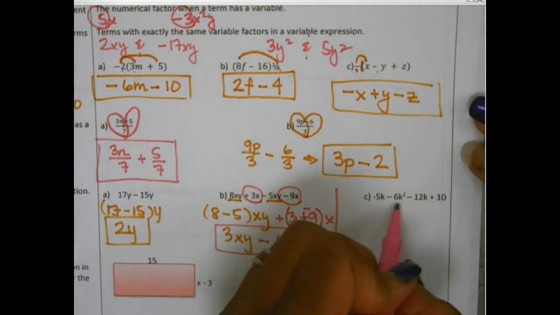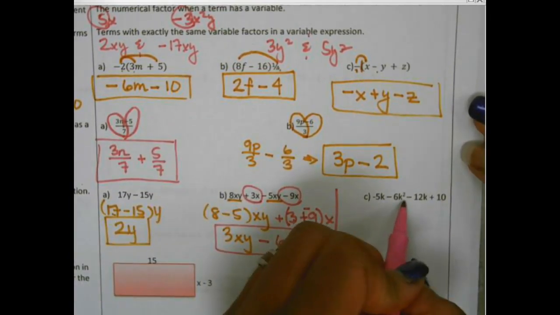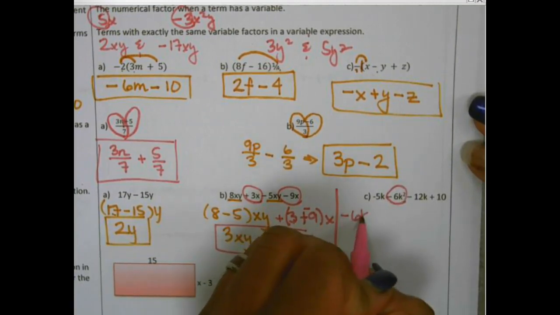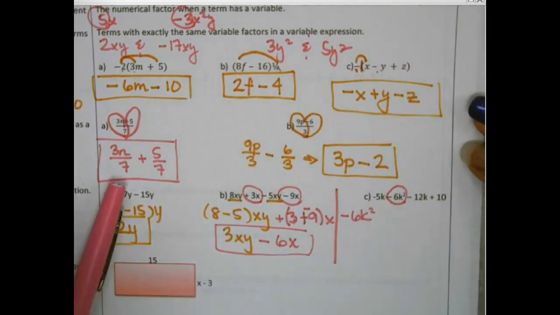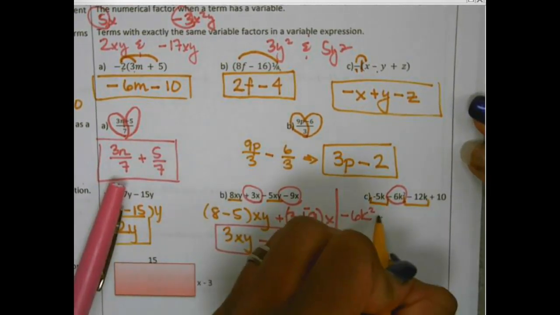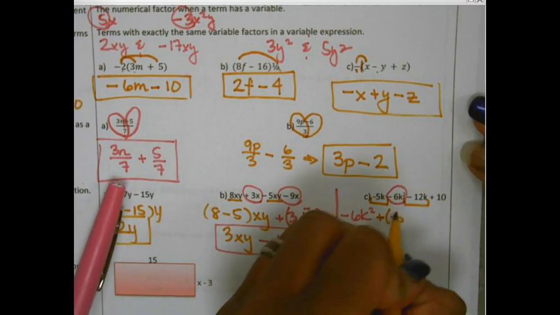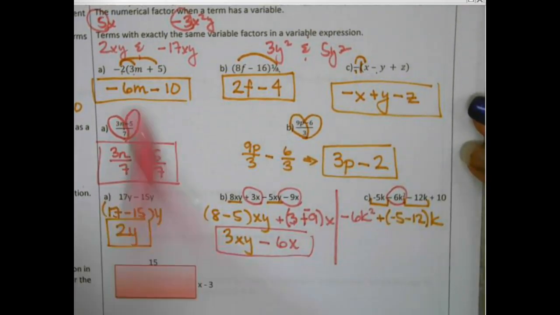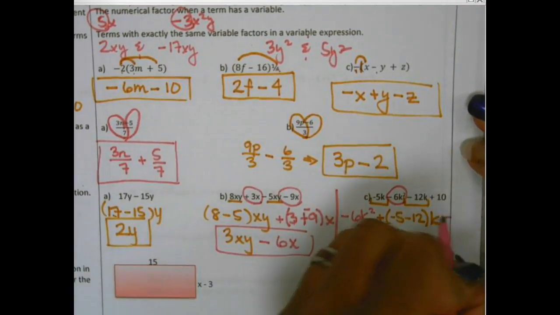Okay, so I like to start with a bigger one typically. There's nothing really alike with this, so I'm just going to go ahead, negative 6k squared. But these two are like terms. I have negative 5 minus 12k, and then I have that plus 10 I'm not doing anything with.